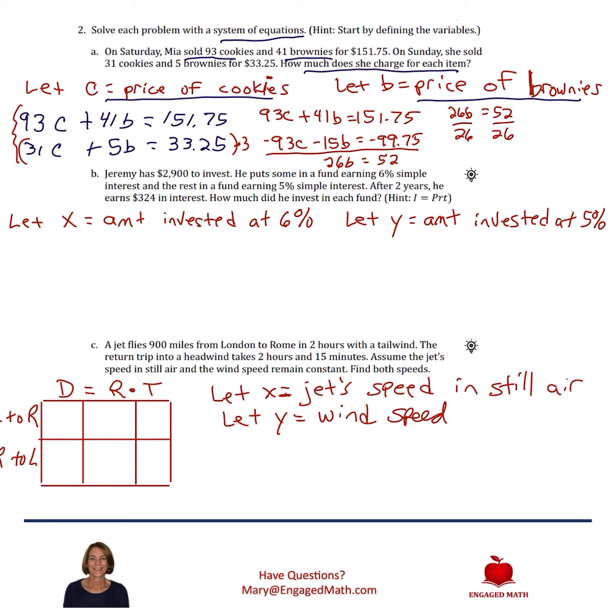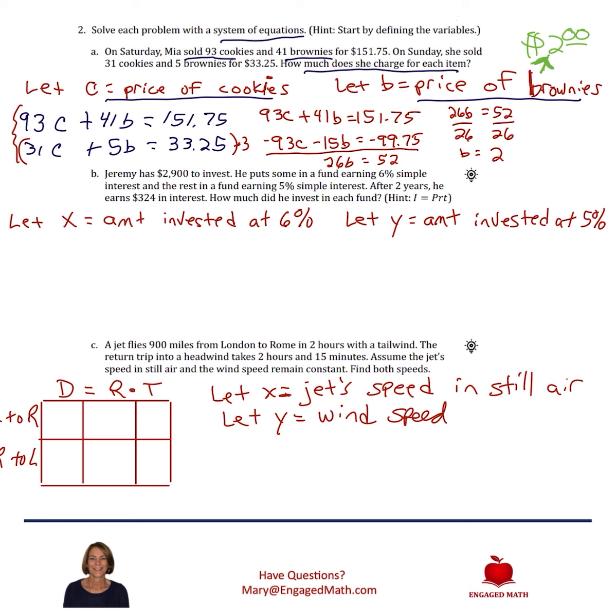Divide both sides by 26, and we get that B is equal to 2, which means the price of brownies is $2. So $2 per brownie. Okay, that's supposed to be an arrow. It's not very neat though. Now based on the price of brownies being $2, we can take either one of the equations and solve for the price of cookies.